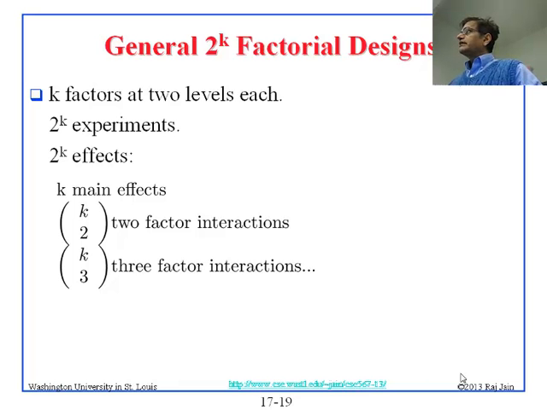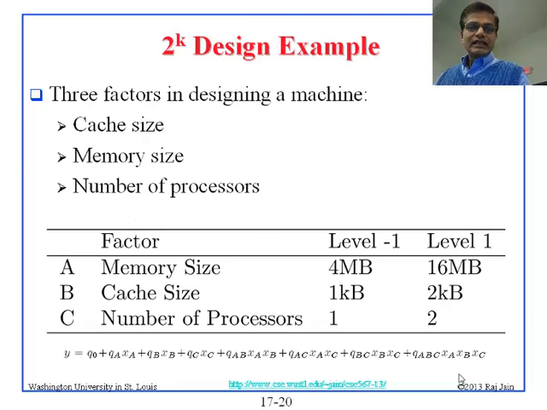K choose 2 two-factor interactions, k choose 3 three-factor interactions, and so on and so forth. Alright, let's take an example that will make it more clear. So we have a memory cache study. In this we now have 3 factors: cache size, memory size, number of processors.